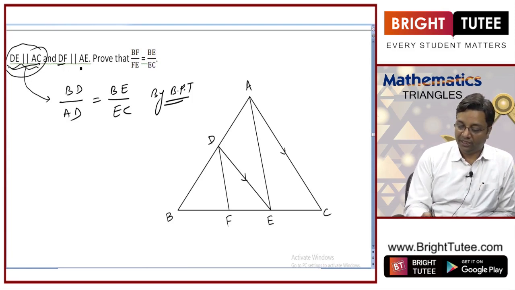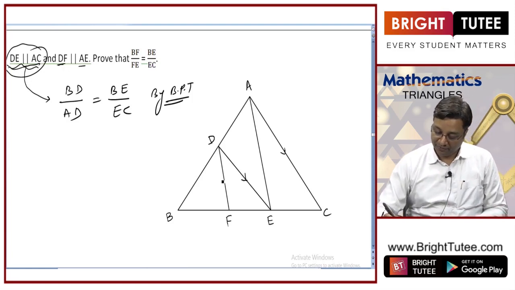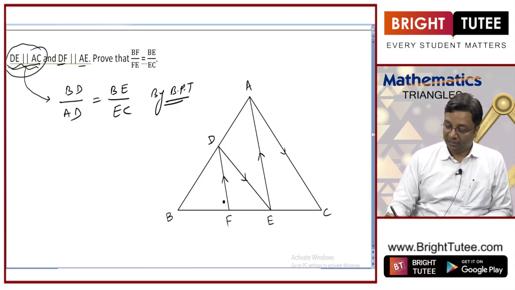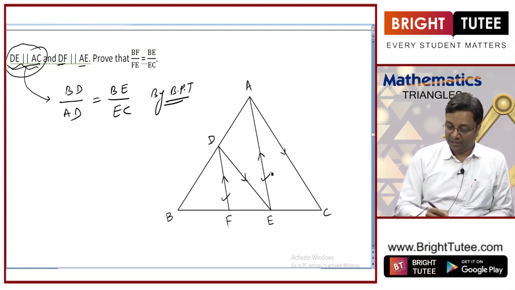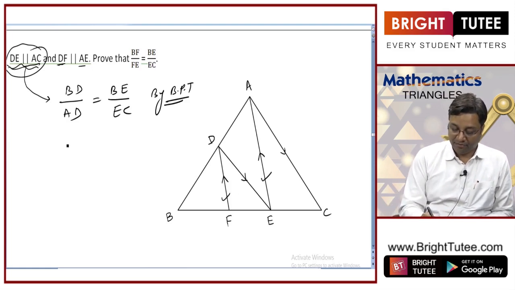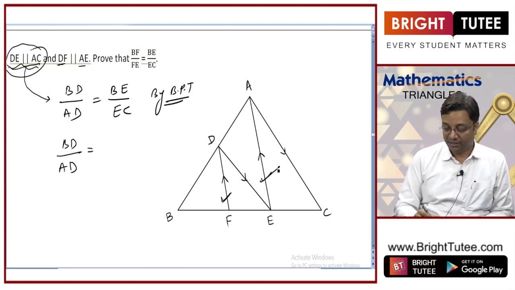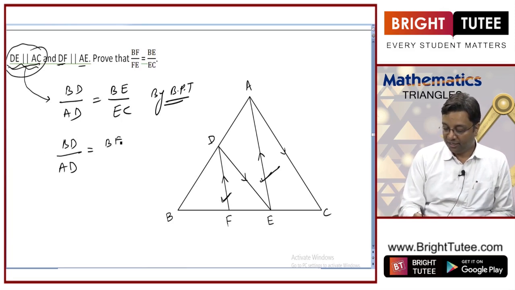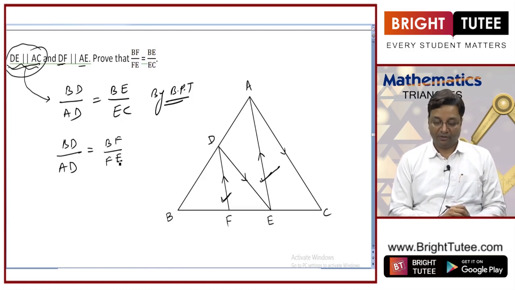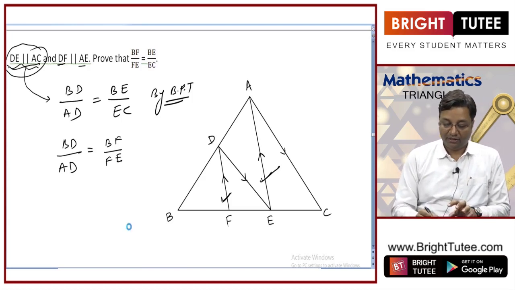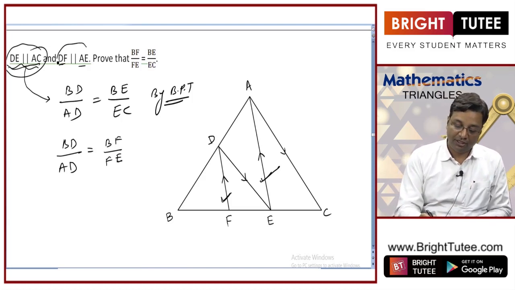Now I will use this, DF is parallel to AE. So this DF is parallel to AE. Okay. Now these two lines are parallel, hence I can say that BD by AD is equal to, I am using these two lines this time, right? It is equal to BF by FE. Okay. So these are the results that I got from these two.